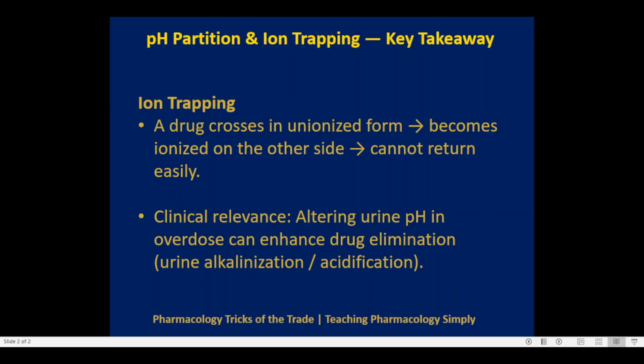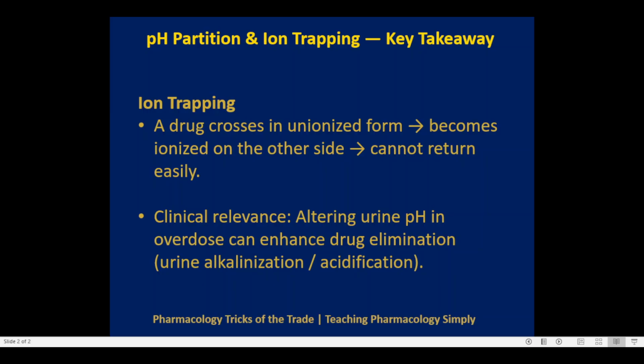In the same way, when a drug crosses a membrane in its uncharged lipid soluble form and then becomes charged and water soluble on the other side, it tends to remain there. It is not forced to stay. It simply cannot move back easily.